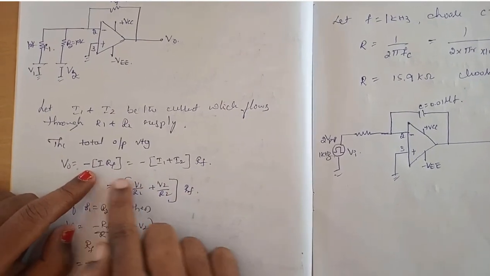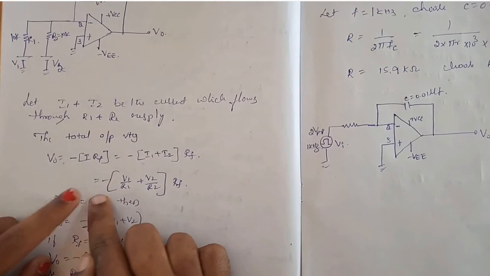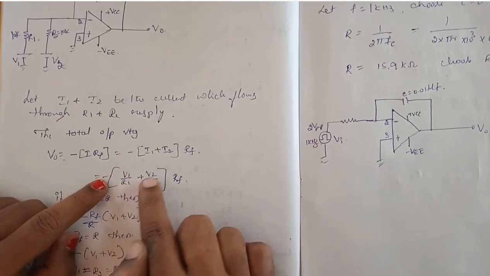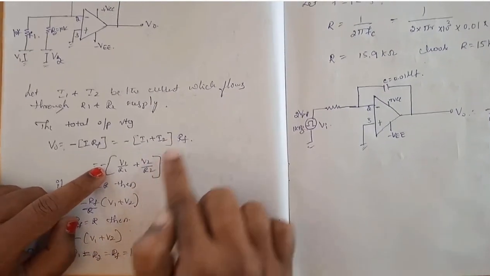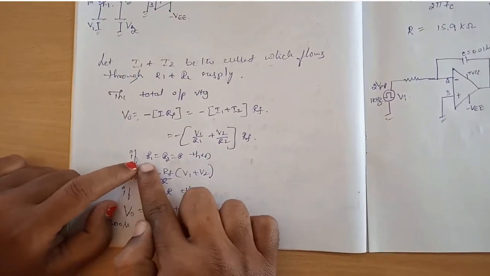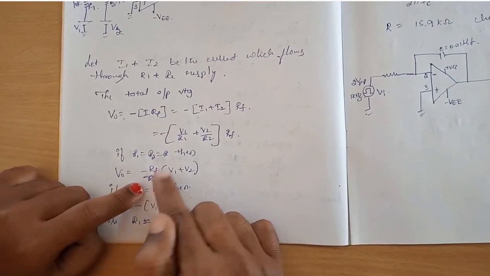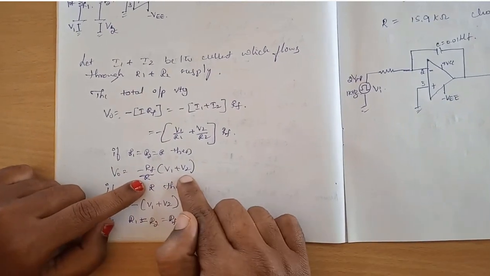According to Ohm's law, we have V equal to I into R. So I is equal to V by R. So minus (I1 is V1 by R1 plus I2 is V2 by R2) into RF. For simplicity, let us consider R1 equal to R2 equal to R. So then V0 equal to minus RF by R into (V1 plus V2).